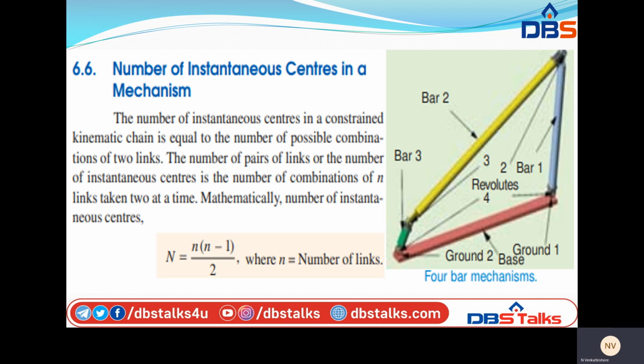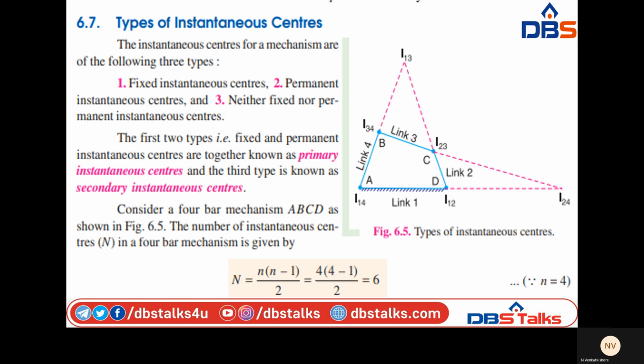Then what are the types of instantaneous centers? One is the fixed instantaneous center, second the permanent instantaneous center, third the neither fixed nor permanent instantaneous center. The first two types, that is fixed and permanent instantaneous centers, are together known as primary instantaneous centers. And the third type is the secondary instantaneous center.